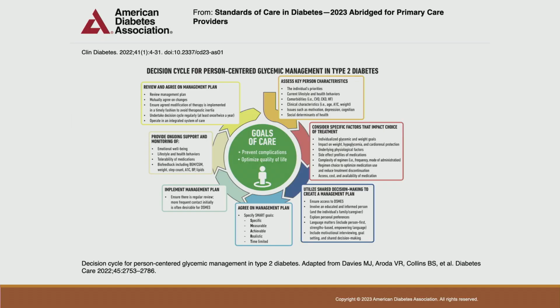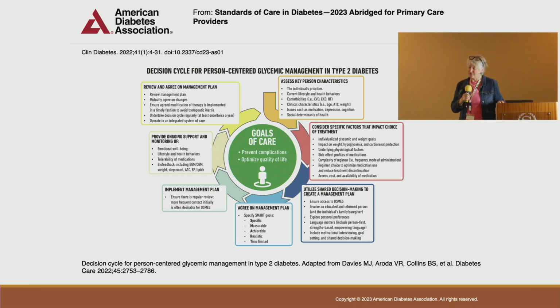Now, I don't want you to look in detail at these charts, but I want to put them up so you can kind of see the complexity of what we're dealing with when we're treating our patients with diabetes. This is the Standards of Care for Diabetes 2023 put out by the American Diabetes Association, which is really the key organization that we look to when we're trying to figure out how to care for our patients with diabetes. And this one chart here is the decision cycle for person-centered glycemic management of type 2 diabetes.